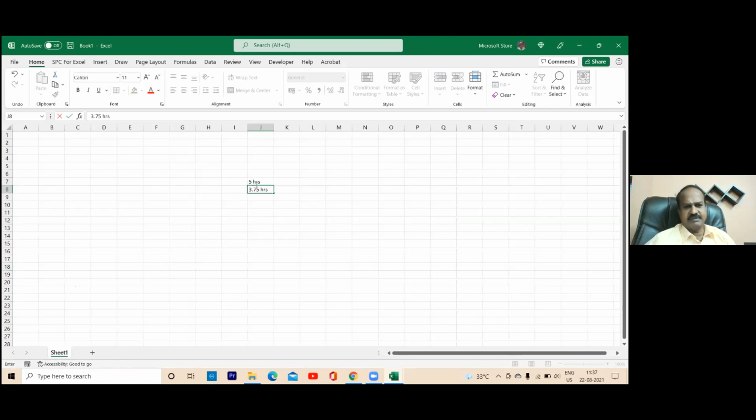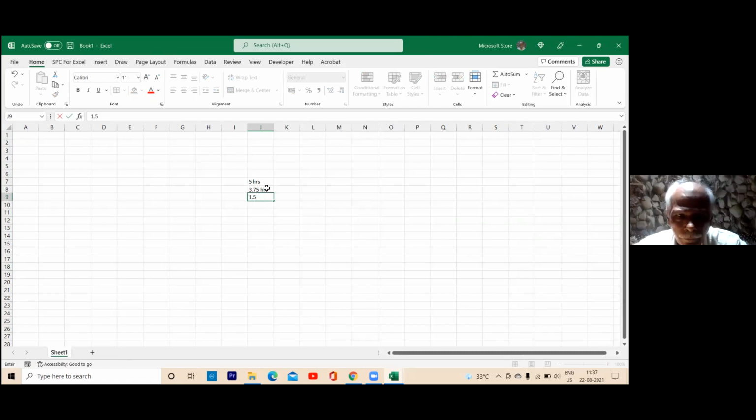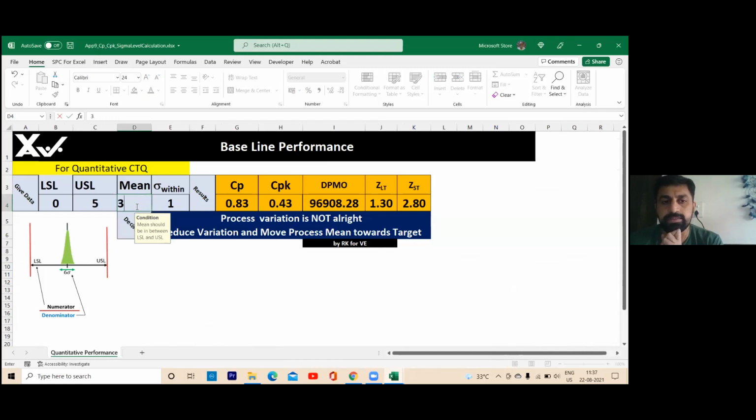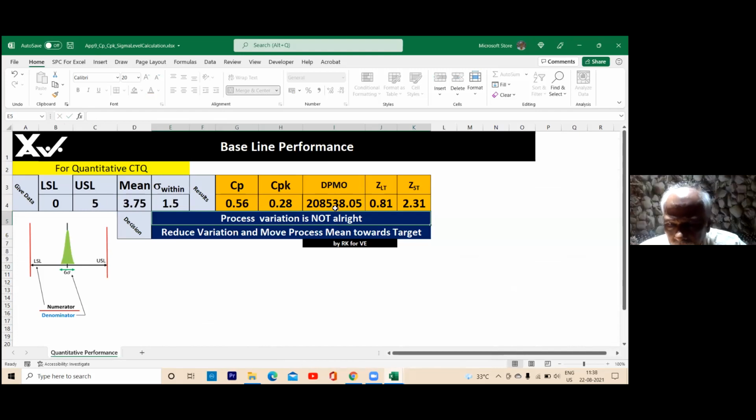So 3.75, yes, 3.75, not 3.7. I think you have put 3.7 in the template. And 1.5. 5 hours, and 3.75 and 1.5. So what is the DPMO associated with this process? The answer is 208538. There are 4 options: 208538, then 125,000 is the second option. No, we already got the answer. Here, in the mean, sir had not taken the second digit.